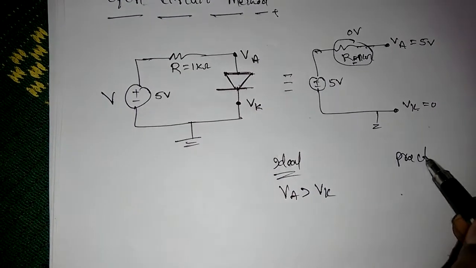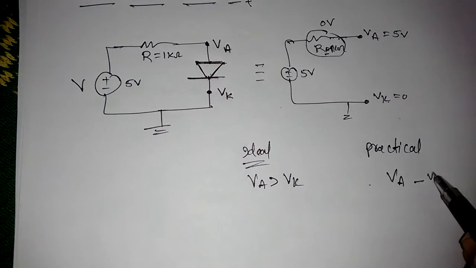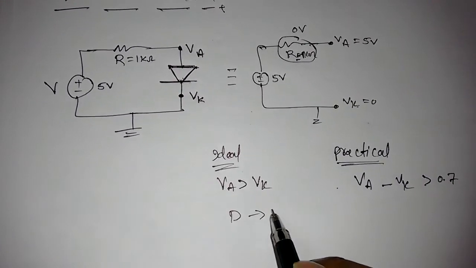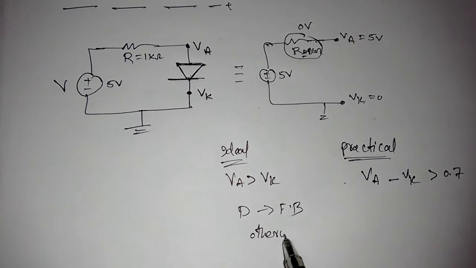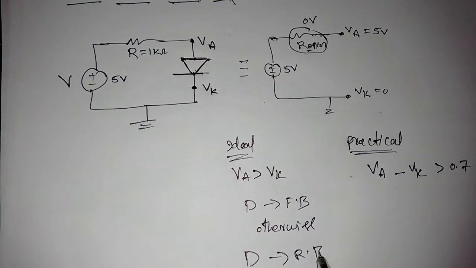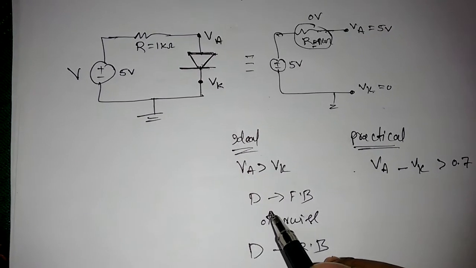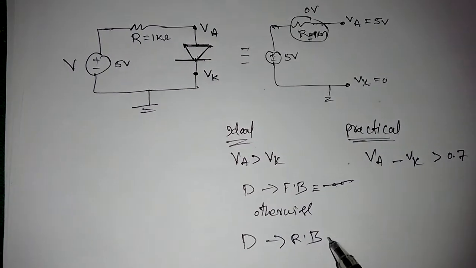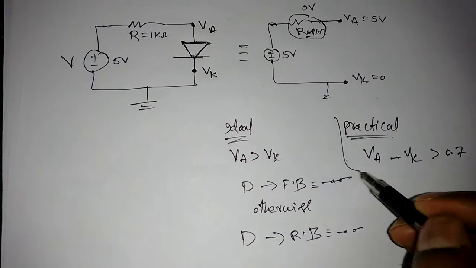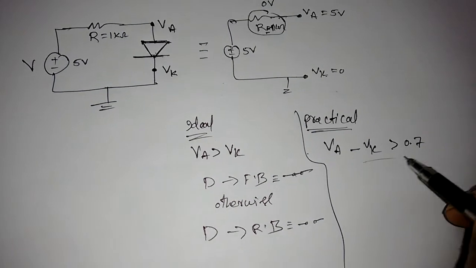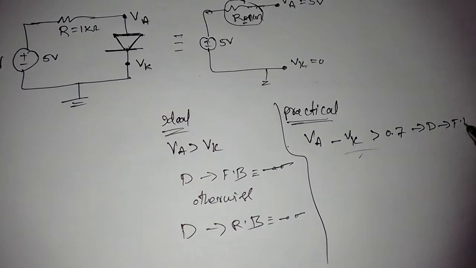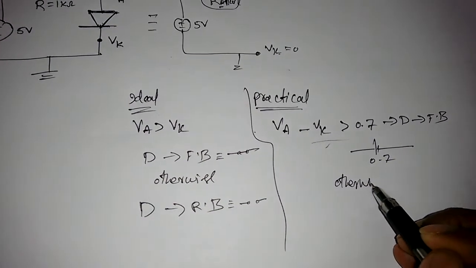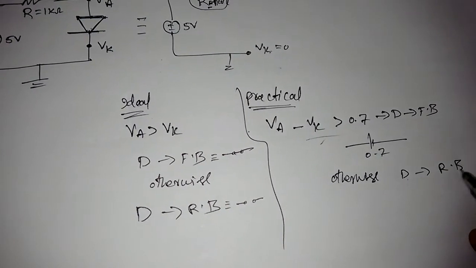If it is practical, VA minus VK should be greater than 0.7. If these two conditions are satisfied, the diode is in forward bias. Otherwise, the diode is in reverse bias. Right? If it is ideal, forward bias means simply a short circuit, and reverse bias means simply an open circuit. Now in the practical case, when VA minus VK is greater than 0.7, the diode is in forward bias and the equivalent model is a voltage drop of 0.7 volt. Otherwise, the diode is in reverse bias, so simply an open circuit.